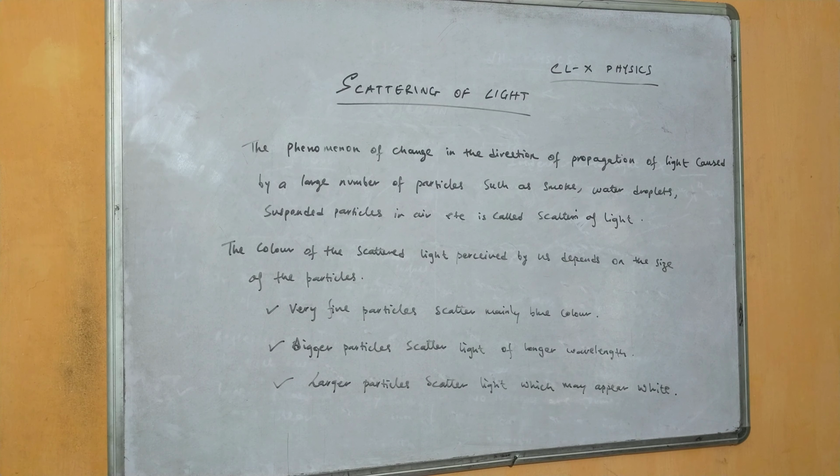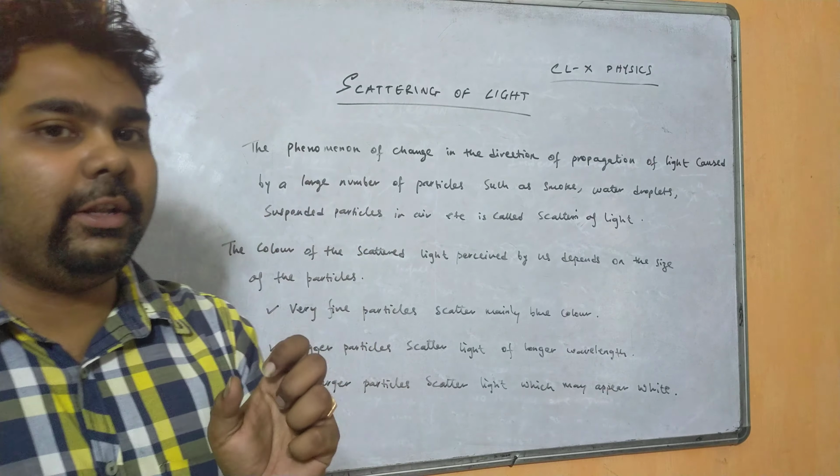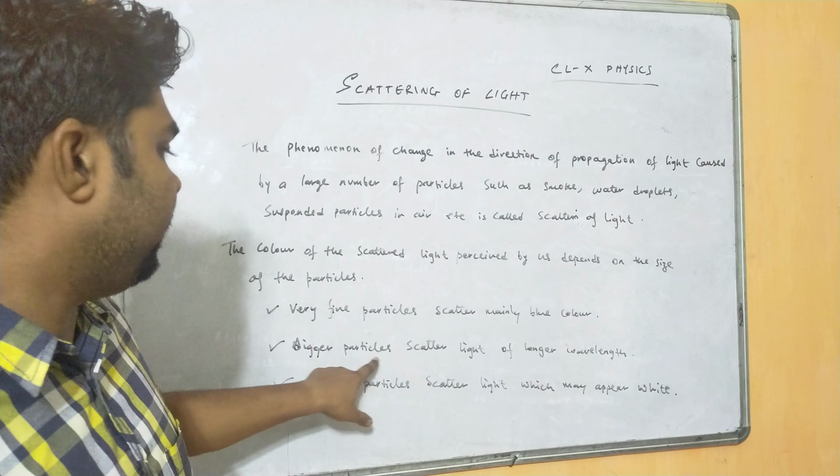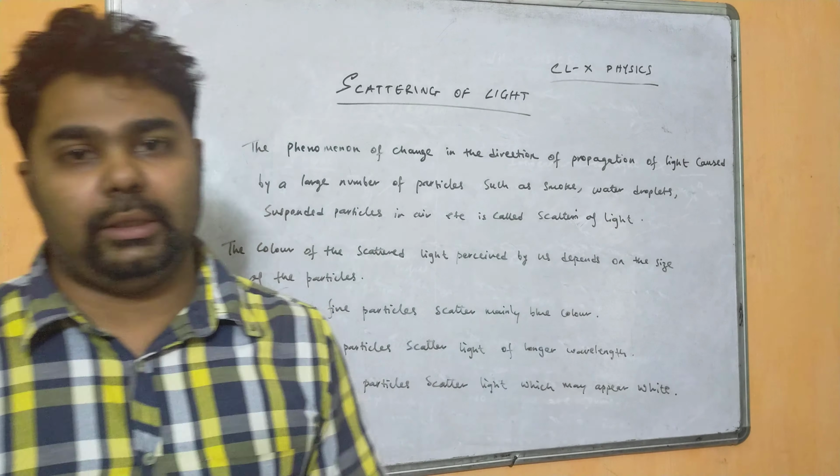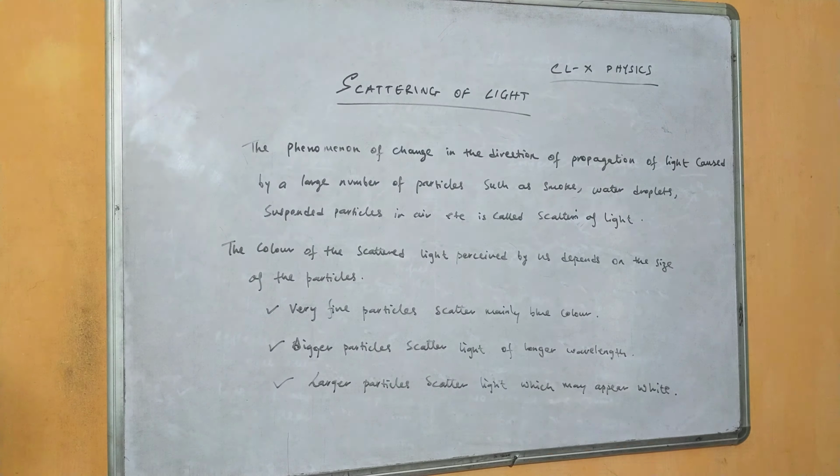The color of the scattered light perceived by us depends upon the size of the particles in the atmosphere, because the atmosphere of Earth is a heterogeneous mixture of fine particles, right? Very fine particles mainly scatter the blue color. That means the blue color is seen due to fine particles in the atmosphere. Bigger particles scatter light of longer wavelength. Similarly, white light gets scattered by the larger particles. Okay, so these 3 points you need to remember.